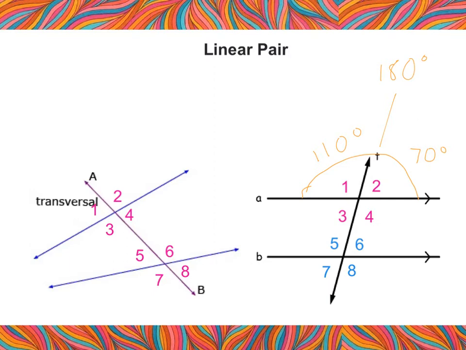If you look at the picture to the left, I could say, for example, 6 and 8 are also a linear pair. They're adjacent, they share the same vertex, they're supplementary. So maybe angle 6 is like 115 degrees, and angle 8 could be, for example, 65 degrees. So we're used to saying linear pairs. All linear pairs are supplementary.